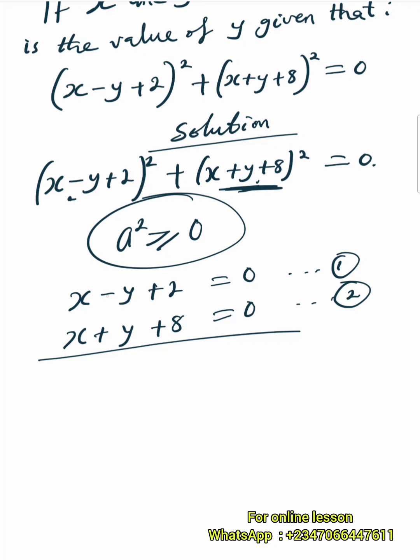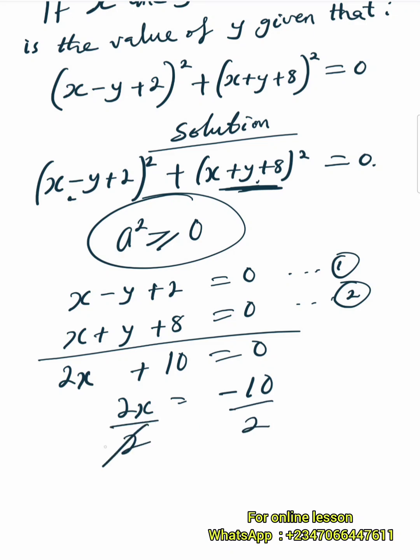This one already has a negative sign here, so we just add. We have 2x. Then y is gone. Although we are looking for y, I'm going to solve for y later, okay? Now y is gone already. We have 2 plus 8, which is 10, plus 2x equal to 0. Now we transpose 10 to the right-hand side. We have 2x equal to -10. Divide both sides by 2. Then we have x equal to -5, okay?